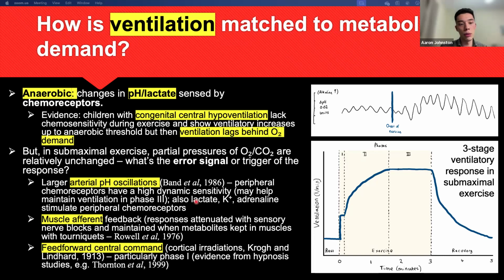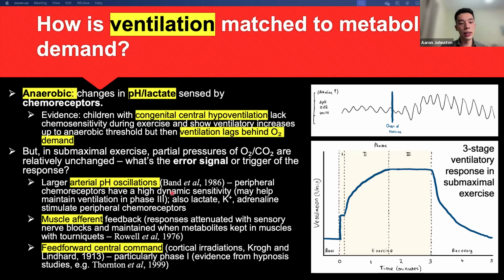Evidence for this comes from, for example, children with congenital central hypoventilation. They lack chemosensitivity during exercise, and they have impaired ventilatory responses after the anaerobic threshold, so they don't respond to the accumulation of lactate, etc., in the way normal people would. So they have a normal initial ventilatory response during the aerobic period. When it becomes anaerobic, their ventilation lags behind oxygen demand due to impaired chemoreceptor function.